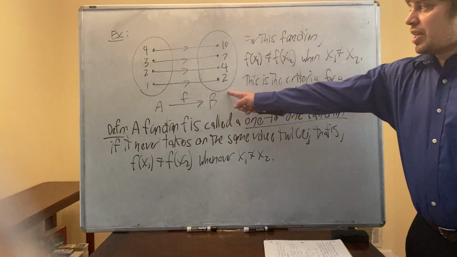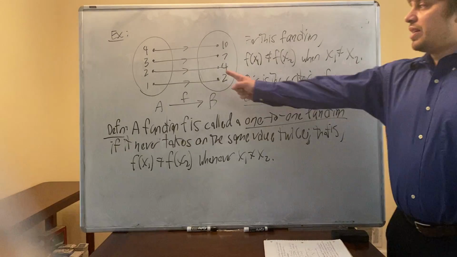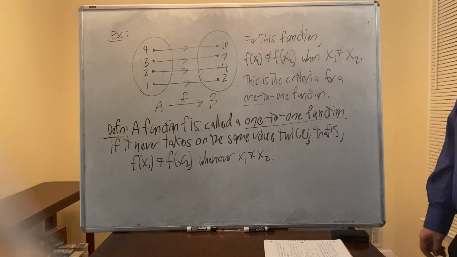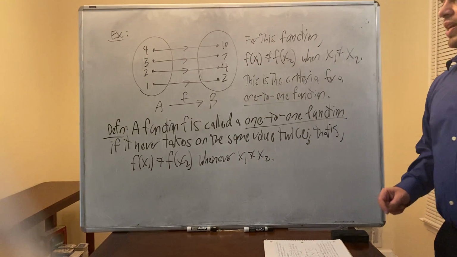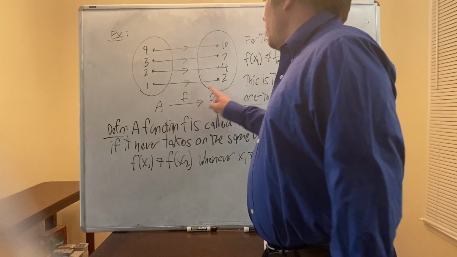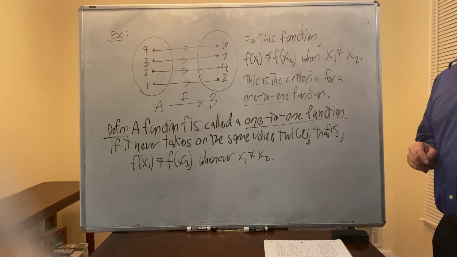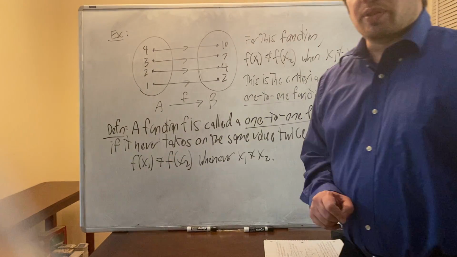Okay, so this is an example of a one-to-one function. This is an example of a function that never takes on the same value twice, right? See the values here? They are all different. That function does not take on the same value twice. You can't say it does because 1 maps to 2 and 1 maps to 2. That does not qualify as taking on the same value twice, because it says when you take two different x values, then their images are different.